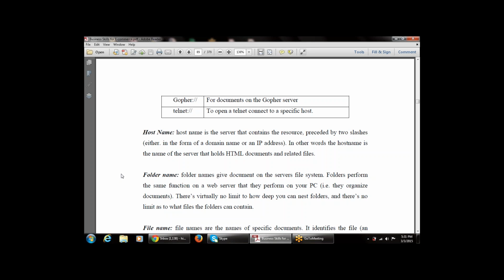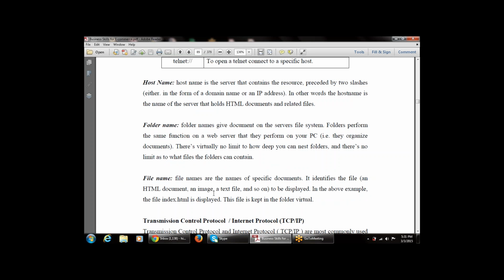Then the next concept is the file name. What is the file name? We have discussed till now the host name and the folder name. The host name is nothing but the name of the computer that we use in the network. Then the folder name is the name of the folder. That folder also contains subfolders and files.